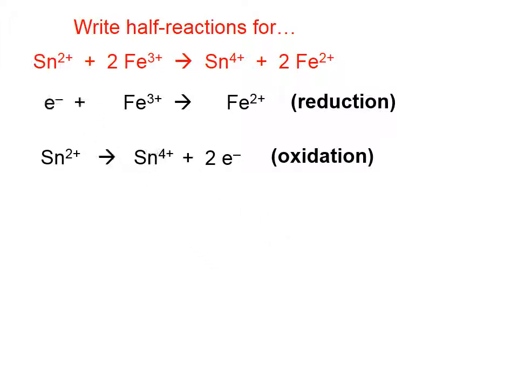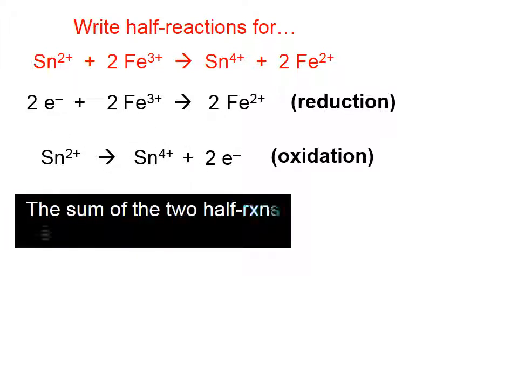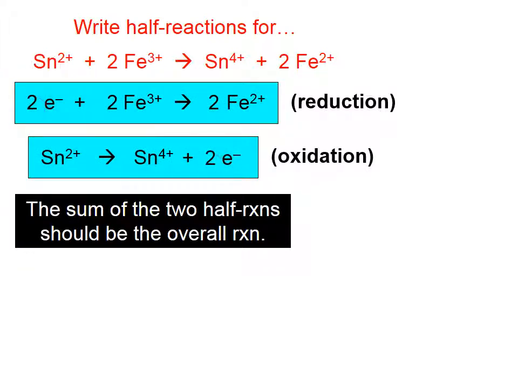Whenever we reduce iron 3, we also need 2 electrons because we need to make sure that those electrons cancel. In other words, however many electrons are lost must equal the number of electrons that are gained. So you can see that we have 2 and 2 here, and if we were to add these two half reactions, we would get the overall equation. But whenever we write the half reaction, we have to include the electrons.